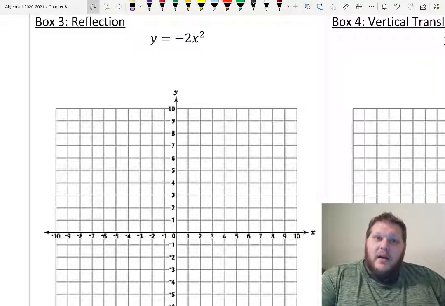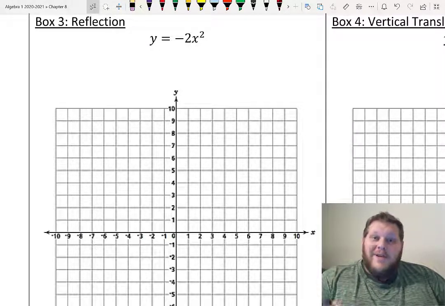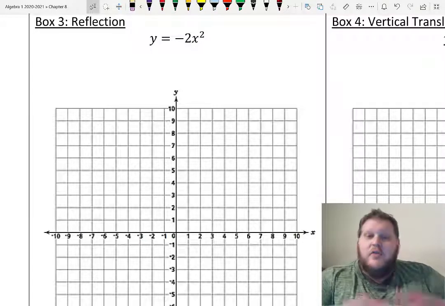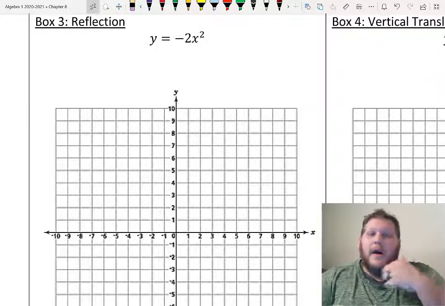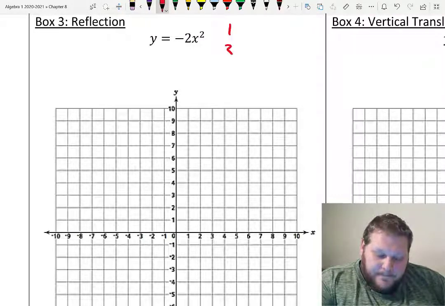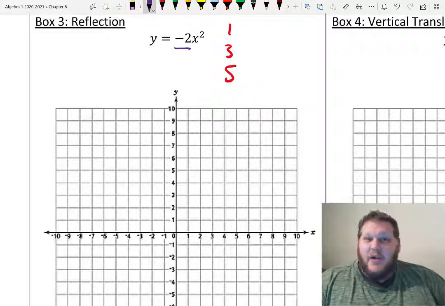That 2 that's there is also going to be stretching my graph out, so it's taller than it usually is. So instead of 1, 3, 5, it'll be 2, 6, 10. So if you don't want to remember those rules, again, all we have to do is take my 1, 3, 5 shortcut and multiply it by whatever this a value is, whatever number is attached to my x squared.